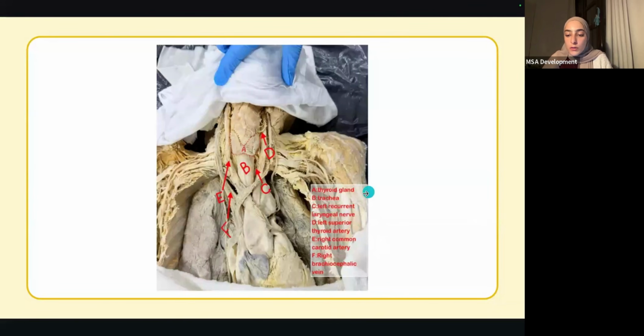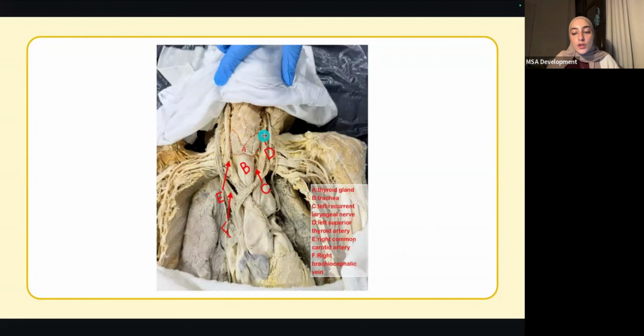Okay, this is a picture that I took from your manual. This is the thyroid gland. This is the trachea. B is the trachea. This is the thyroid gland marked by A. What is D? It's coming from up, so it's the superior thyroid artery. It's the left side. Superior thyroid artery. What lies with this artery?